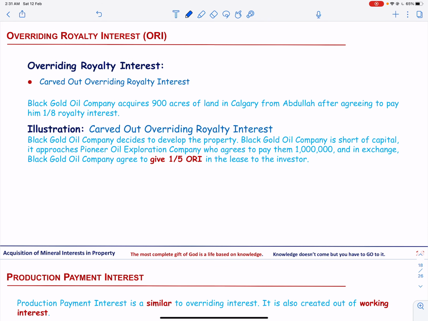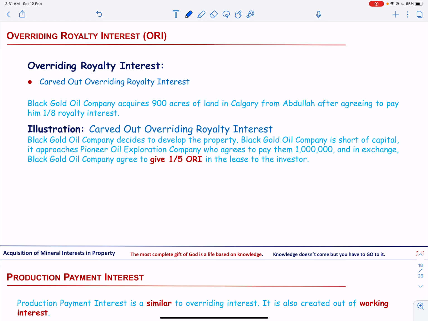In this illustration, Black Gold Oil Company decides to develop the property. So they are not selling it. Black Gold Oil Company is short of capital. It approaches Pioneer Oil Exploration Company, who agrees to pay the company 1 million, and in exchange Black Gold Oil Company agrees to give 1/5 overriding interest in the lease to the investor.